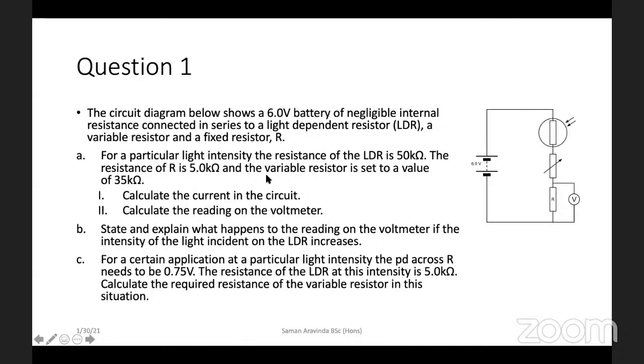Calculate the required resistance of the variable resistor in this situation. The first part is fine, right? So calculating the current. So total resistance is found. What is the total resistance? 50 and 5 and 35, that is altogether 90 kilo ohms, isn't it? So we can find the current. V equals IR.